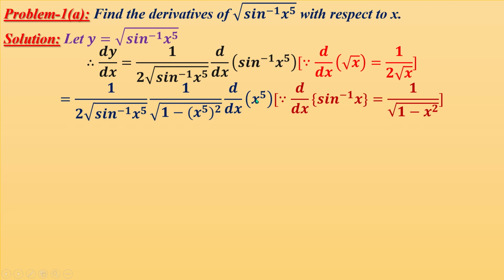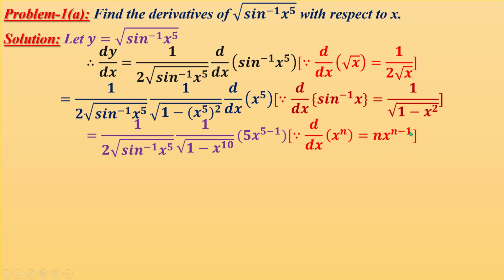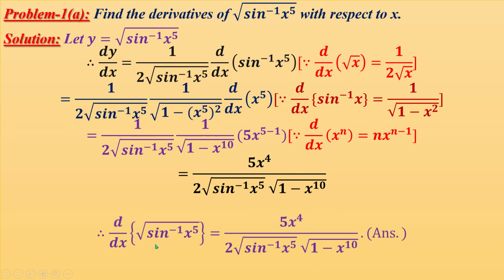That is the form of d/dx of x to the power n, which means n x to the power n minus 1. So here will be 5 x to the power 5 minus 1. This part is fixed, and here will be x to the power 5 into 2, which means 10. We can write 5x to the power 5 minus 1 as 4, and this part is the same. So this is the required answer. That means d/dx of square root of sin inverse x to the power 5 is equal to this. Clear everyone?